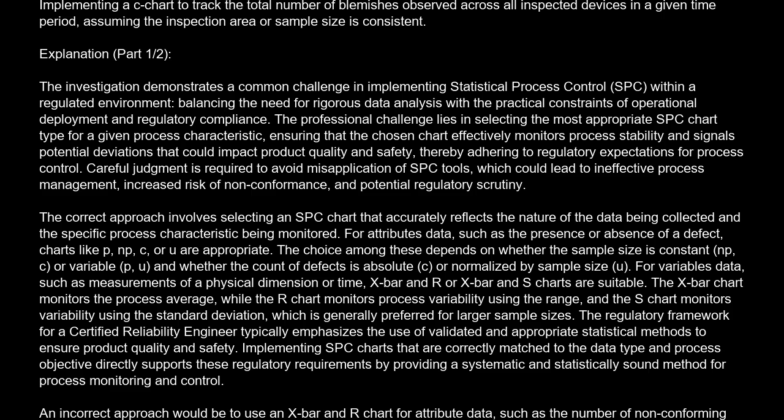For variables data, such as measurements of a physical dimension or time, X-bar and R or X-bar and S charts are suitable. The X-bar chart monitors the process average, while the R chart monitors process variability using the range, and the S chart monitors variability using the standard deviation, which is generally preferred for larger sample sizes.